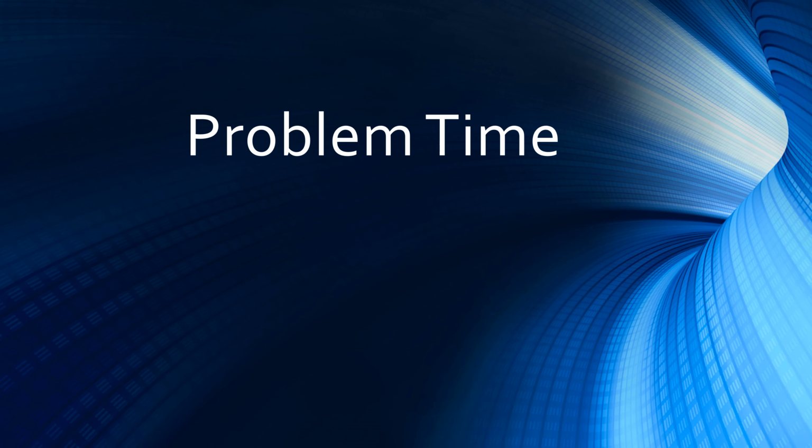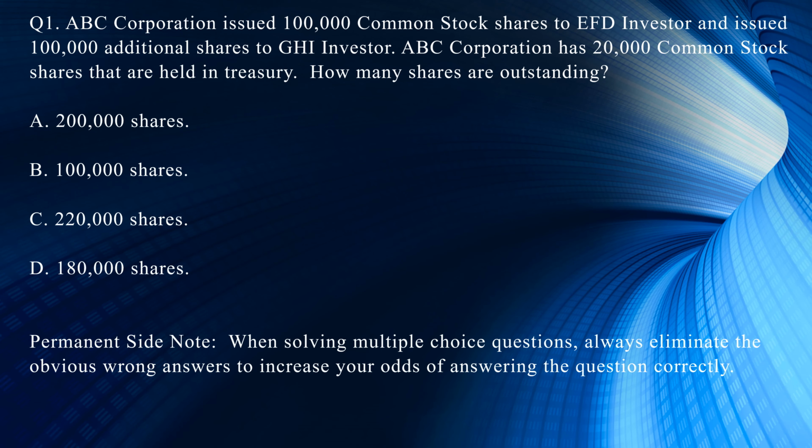Problem time. Question number 1. ABC Corporation issued 100,000 common shares to EDF investor and issued 100,000 additional shares to GHI investor. ABC Corporation has 20,000 common stock shares that are held in treasury. How many shares are outstanding?